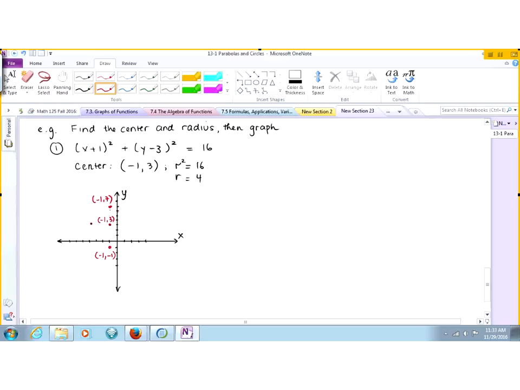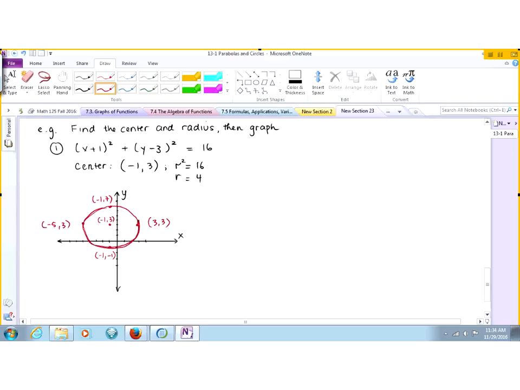Then what? Go left 4 and right 4. Go left 4, so it's going to be -5, 3. Actually, it's a little bit to the left. And then go to the right 4, which is 3, 3. So this is your guide, and then you should be able to draw a circle, hopefully round. Just try your best.